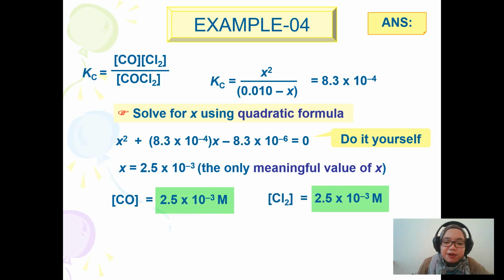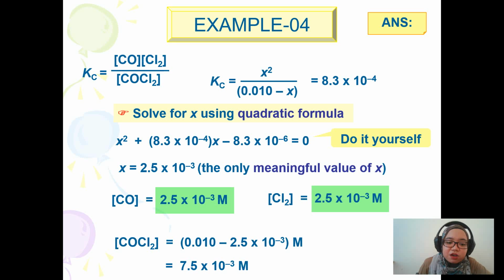So, we will get the values of the concentration at equilibrium for all the reacting species. So, now we got the new concentration for COCl2 is 7.5 times 10 negative 3 molar. It's completely different from the one that we assumed earlier. What we assumed earlier was 2.9 times 10 negative 3. Now after we did the quadratic formula, we get 7.5 times 10 negative 3. Okay.